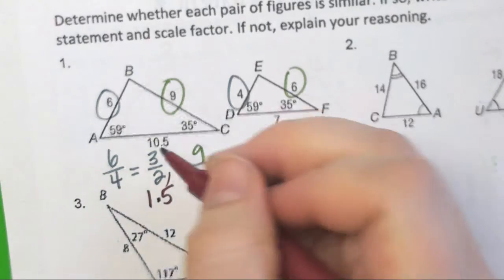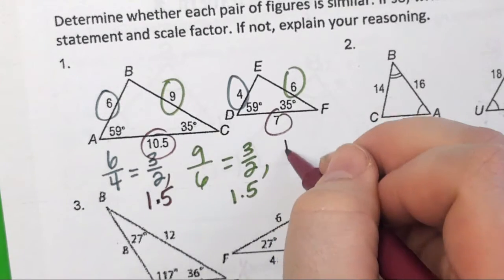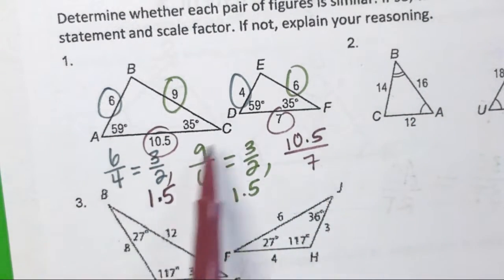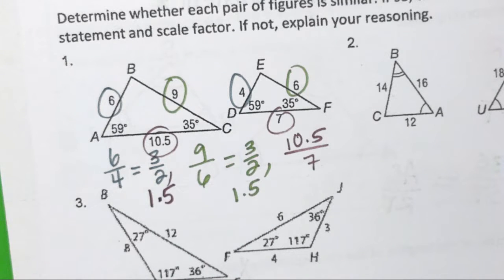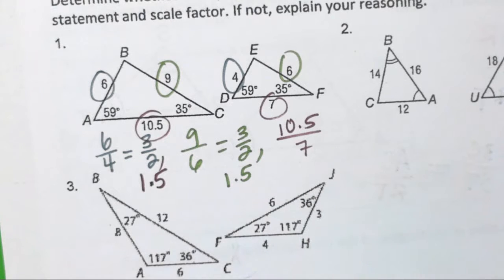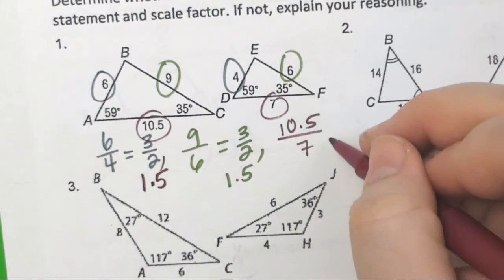And then last but not least, 10.5 over 7. And Savannah should have stopped me to begin with. Did all their angles match? Yes, they did, so okay, it was good to go. I guess she would have told me otherwise. 10.5 over 7. I don't know if that reduces to 3 over 2. I need to type that in my calculator and see if I get 1.5.